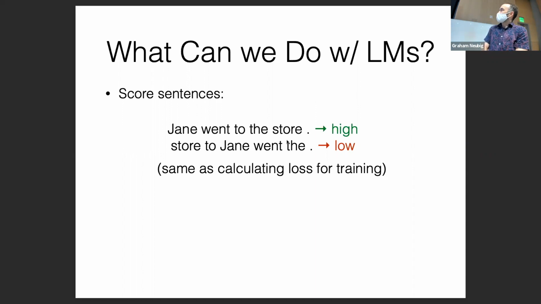Another example that nobody said here, but is nonetheless maybe an interesting one, is question answering. So you feed in a question to a language model, and you ask it to choose between one of several multiple choice answers, and it might be able to choose the correct one. So that would be another example.